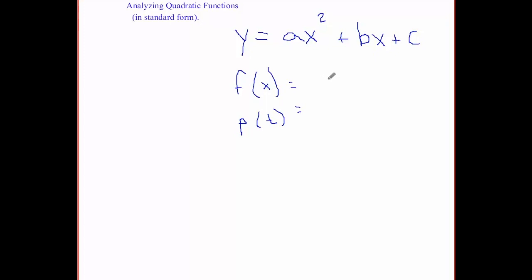So f of x, you may see, for example, you could see 3x squared, minus 5x, we'll say minus 2. So if you have this example, the value of a is equal to 3, the value of b equals negative 5, and the value of c equals negative 2. Very common mistake is students will grab x and say b is negative 5x. And it's not, it's just negative 5.